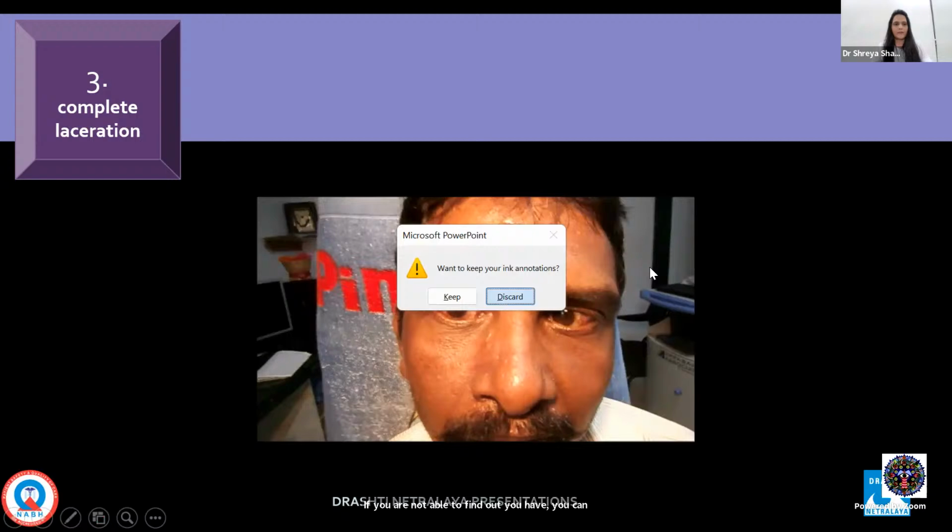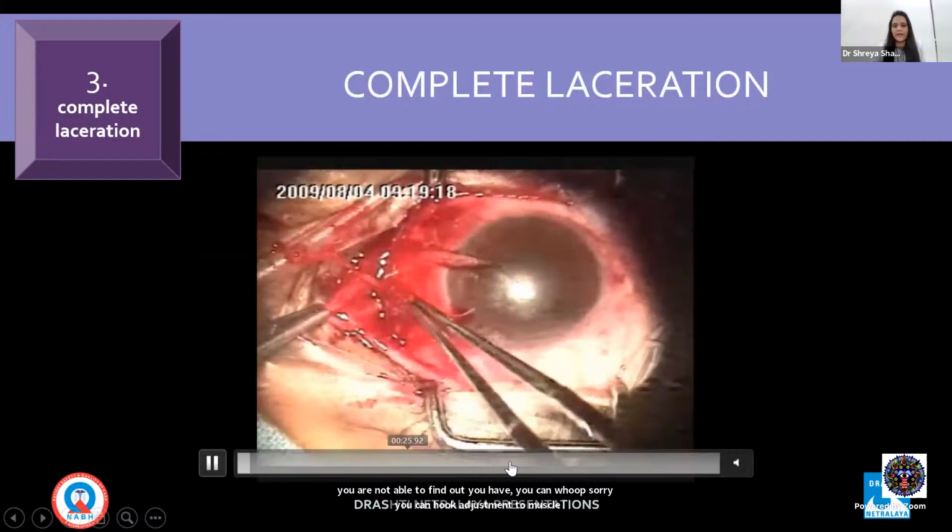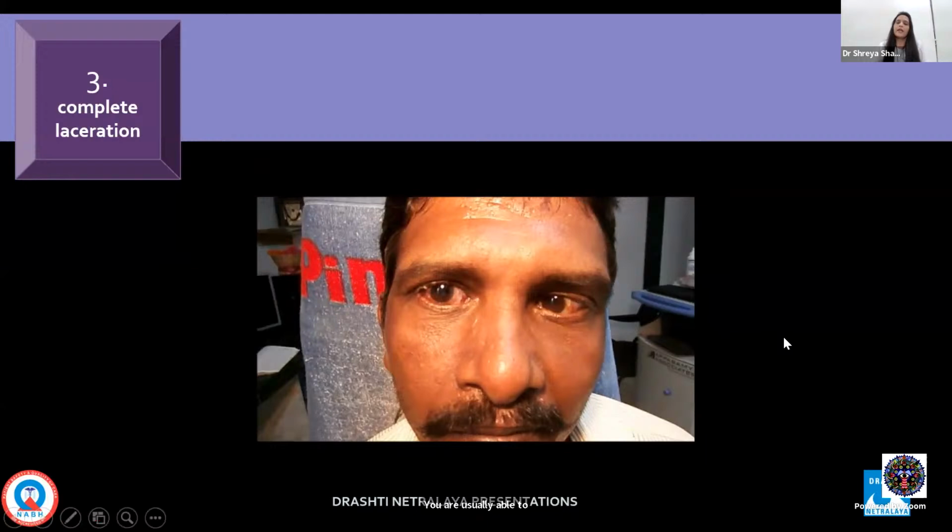You can hook the two adjacent muscles and then try to find the muscle. You are usually able to find the muscle. You can stitch it well, and this is the post-operative movement you can regain. Sometimes the muscle can be pulled, snapped into two.